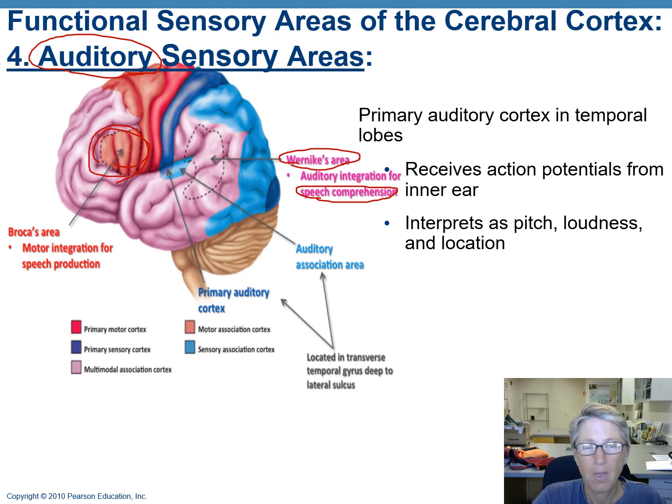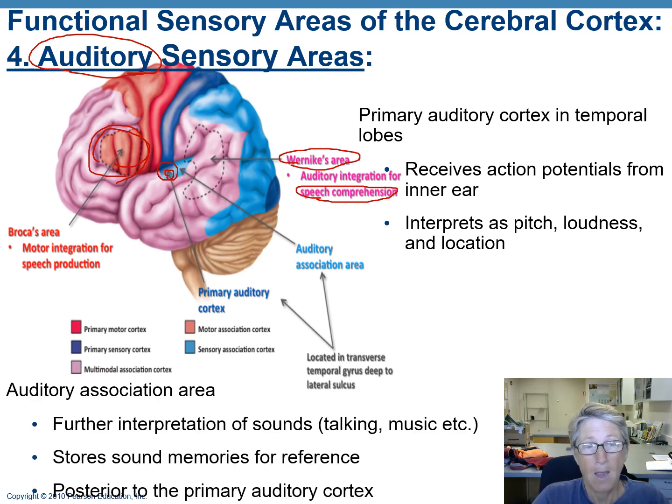So the primary auditory cortex is located here in the temporal lobe, and it receives action potentials from the inner ear, and that makes sense because you hear through your ear, and it can interpret pitch, loudness, and location. And we'll talk about pitch, loudness, and location of sound when we do the special senses and when we do the ear. And then the auditory association cortex here, it further will interpret the sound.